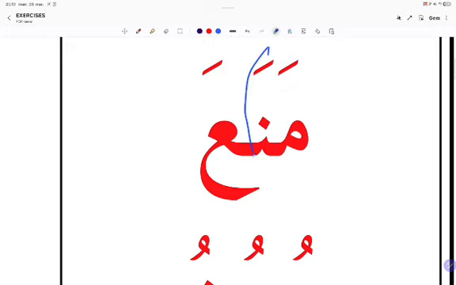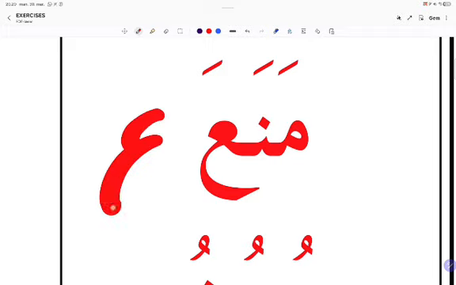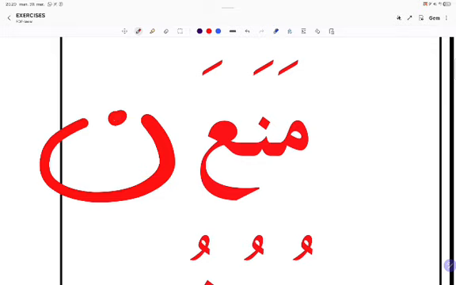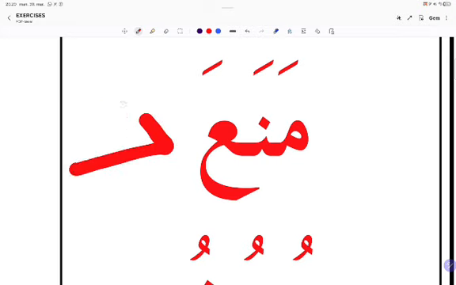This one in the middle, we said there are 4 letters which have a dot above: kha, ghain, fa, and noon. So which one does it look like most? Like noon, because it has one tooth here and then one dot, and the other tooth has vanished. So this is noon, fatha, na.